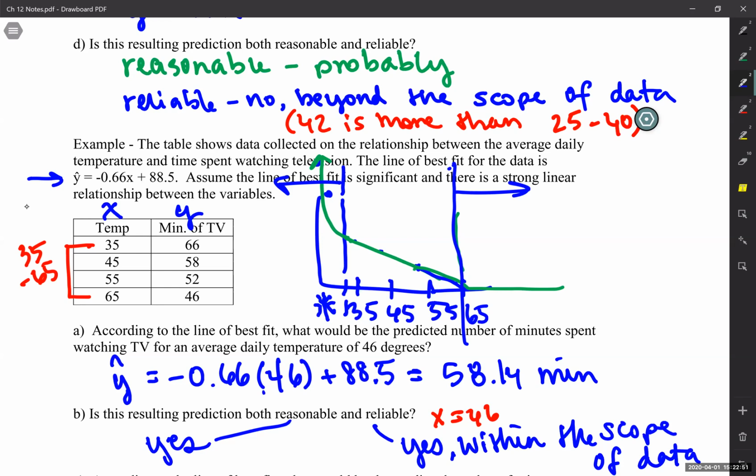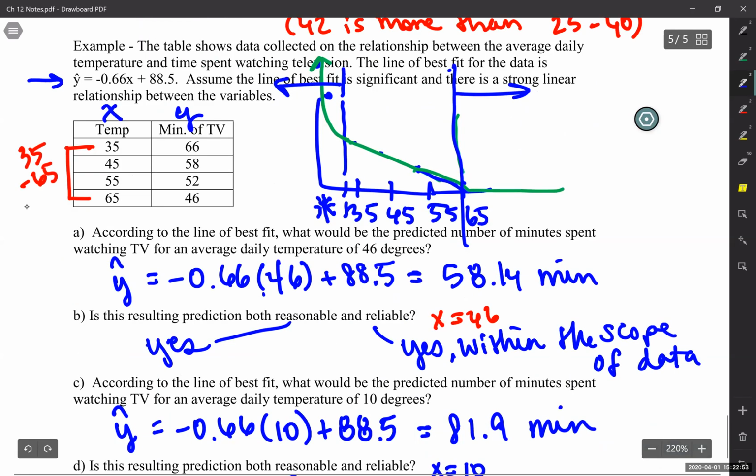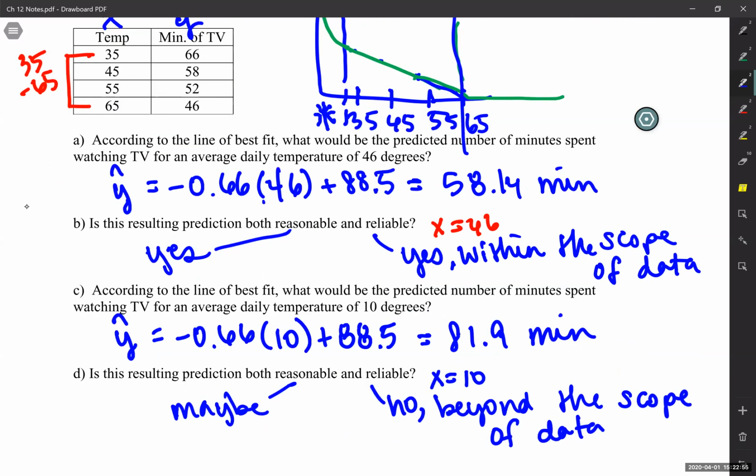So here, is it reasonable? Probably, maybe. Seems like it would be. Is it reliable? No, because I cannot make predictions about numbers outside of my data, beyond the scope.